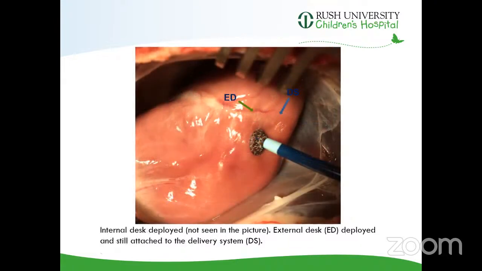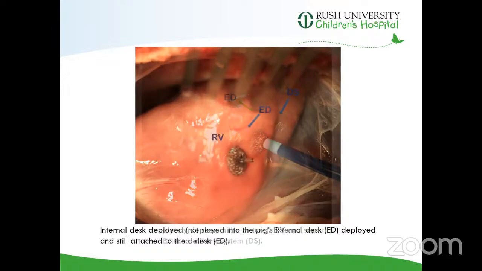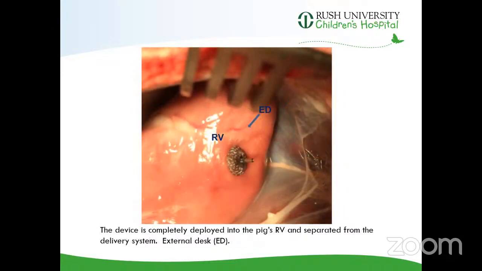In the second picture here, you can see that the device is still connected to the cable. However, the second disc, which is the external disc, got deployed as well. And this is the device totally connected to the right ventricle and off the delivery cable, disconnected from the delivery cable.